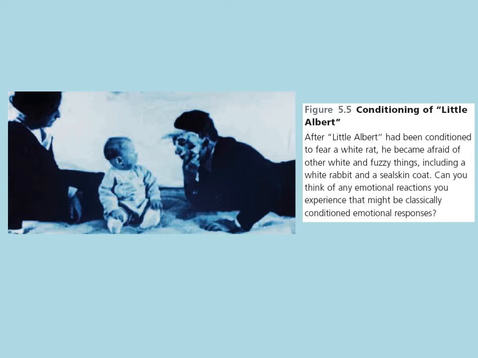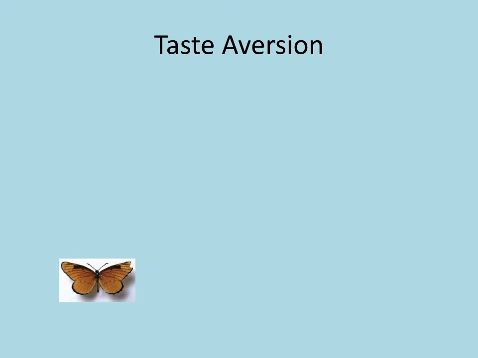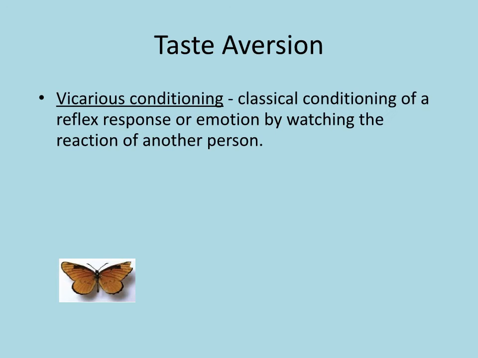Okay, so big experiment here in AP Psych. So you need to know John B. Watson, generalization with little Albert. Now, another classically conditioned thing is taste aversion. There is a reason why you don't like the things you don't like.